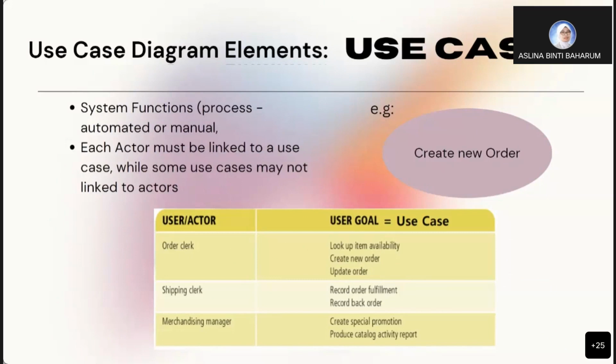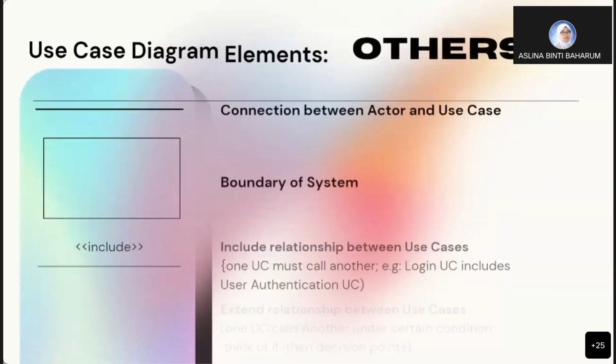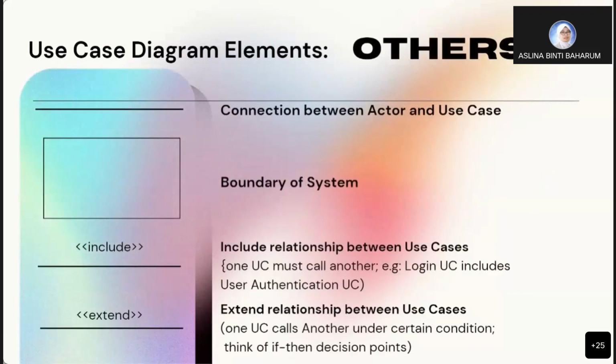Below in the table, you can see a few different actors interacting with a few different use cases. Other elements include straight lines, which relate actors to use cases. The rectangle is the boundary of the system.